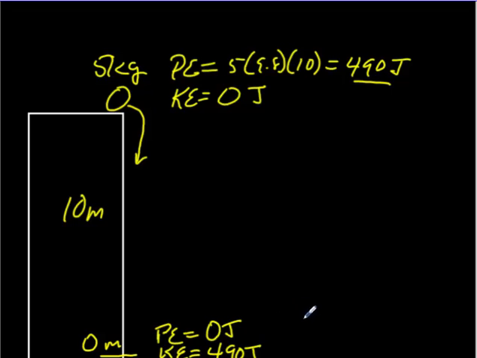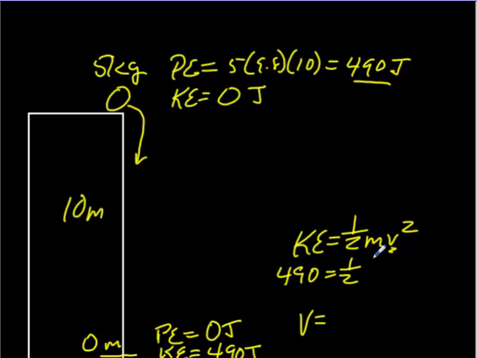So now what if I were to ask you, how fast is it going? What is the velocity of the ball right before it hits the ground? Well, now I'm going to take my kinetic energy formula. So my kinetic energy is equal to 1/2 mass velocity squared. And I'm going to calculate for velocity. My kinetic energy is 490, and that is equal to 1/2 the mass, 5, v squared. So I have a velocity at the very bottom of 14 meters per second.